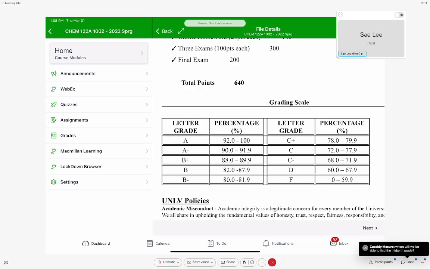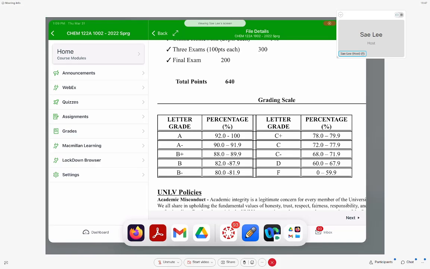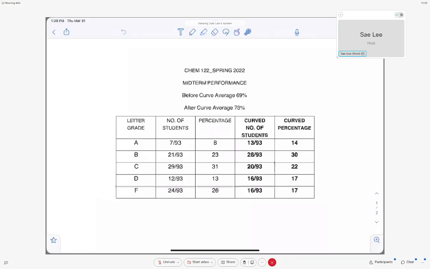Anyone who got 92% and above will have a solid A. Anyone who gets 90% and above will get A minus. Anyone who gets 88% and above will get B plus, 82% and above B, 80% and above B minus, 78% and above C plus, 72% and above C, 68% and above C minus, 60% and above D. So try to look at this lower bound. Okay, so that's that, and I'm going to continue.